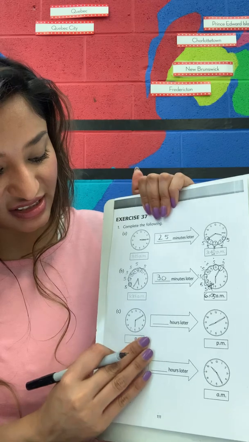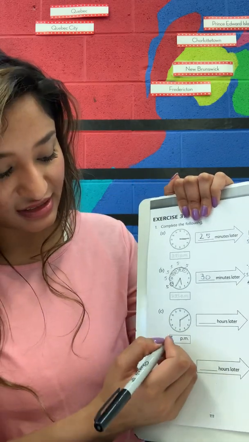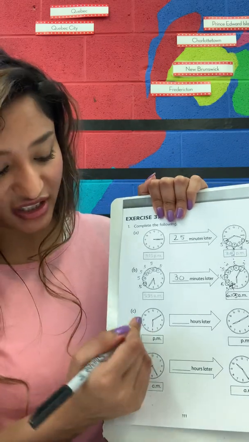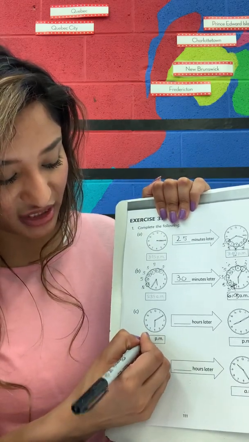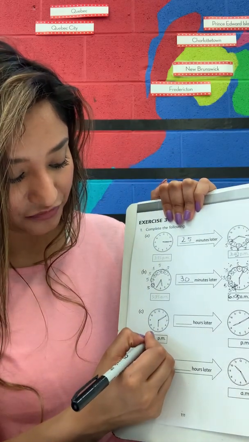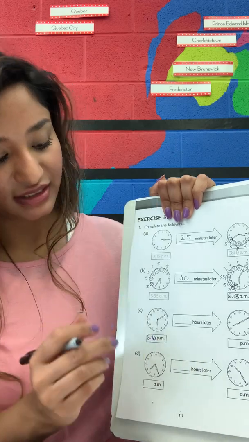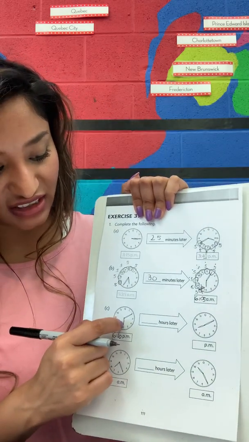The next one says our clock is at 6. So my hour is 6. Let's look at my minutes. 10, right? So 10 minutes. So I'm gonna write 10. That's the time on this clock.